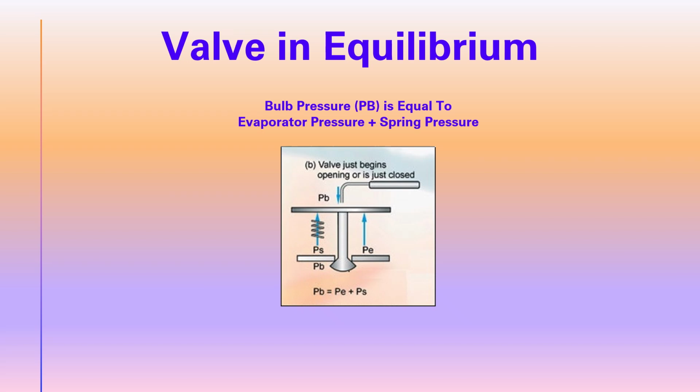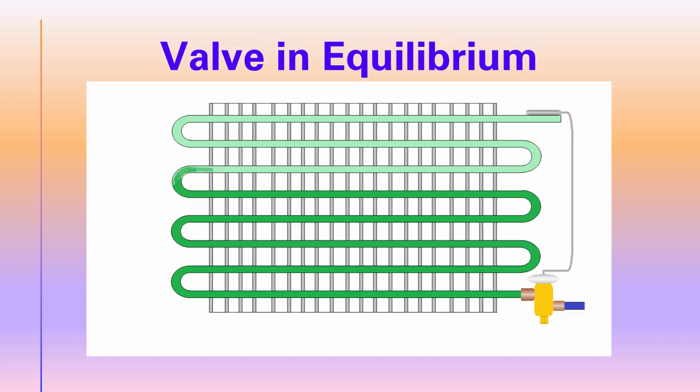Here we have a valve that's in equilibrium where the bulb pressure, PB, is equal to the evaporator pressure and the spring pressure, so therefore there's no movement. And a diagram of the valve in equilibrium, which hopefully has a superheat rating of around 6 degrees C.